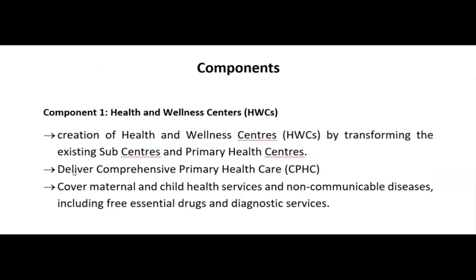And now let's see what are the different components of this योजना. So components का मतलब होता है कि what are the different parts the scheme is comprised of. So the first component of this yojana is health and wellness centers. So creation of health and wellness centers by transforming the existing sub-centers and primary health centers, and then delivering comprehensive primary health care.